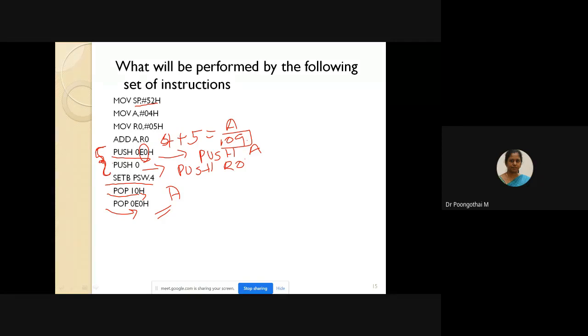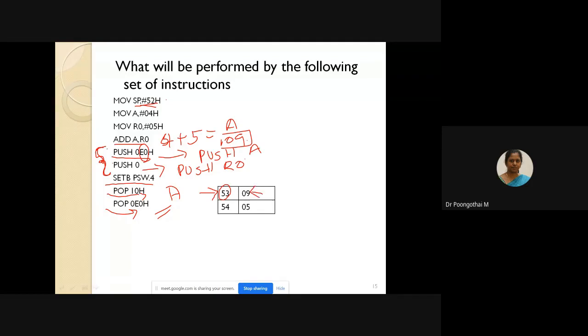After that, pop the top of the stack into the 10 internal RAM memory location and decrement your stack pointer, and that content should be transferred to the accumulator. So initially it's pointing to 52. The value is incremented and pointing to 53. After addition, your accumulator holds 09, so that value is pushed into 53.